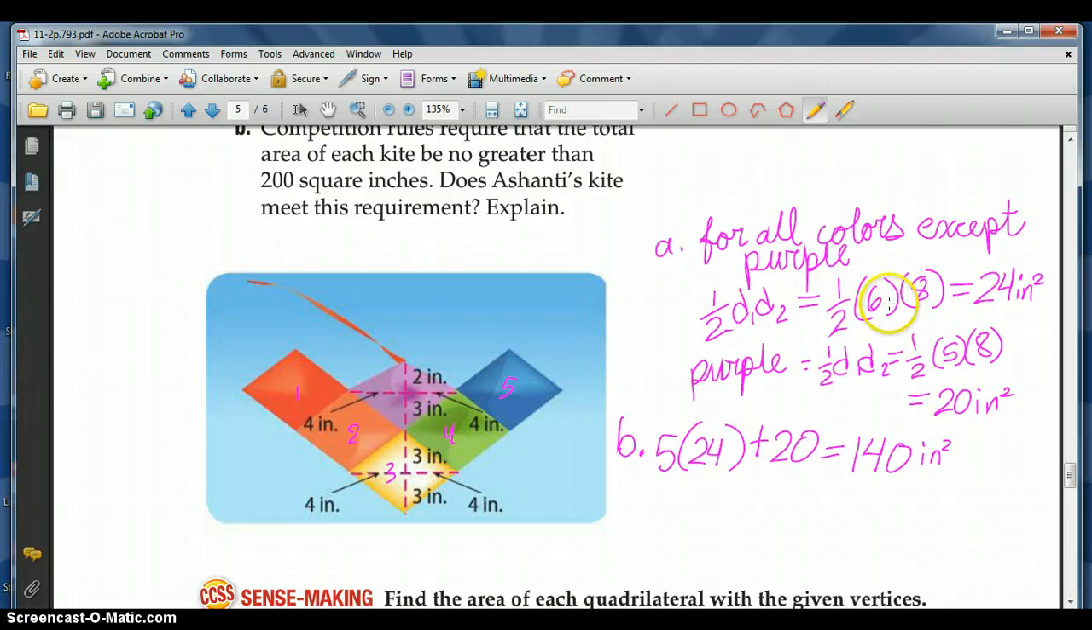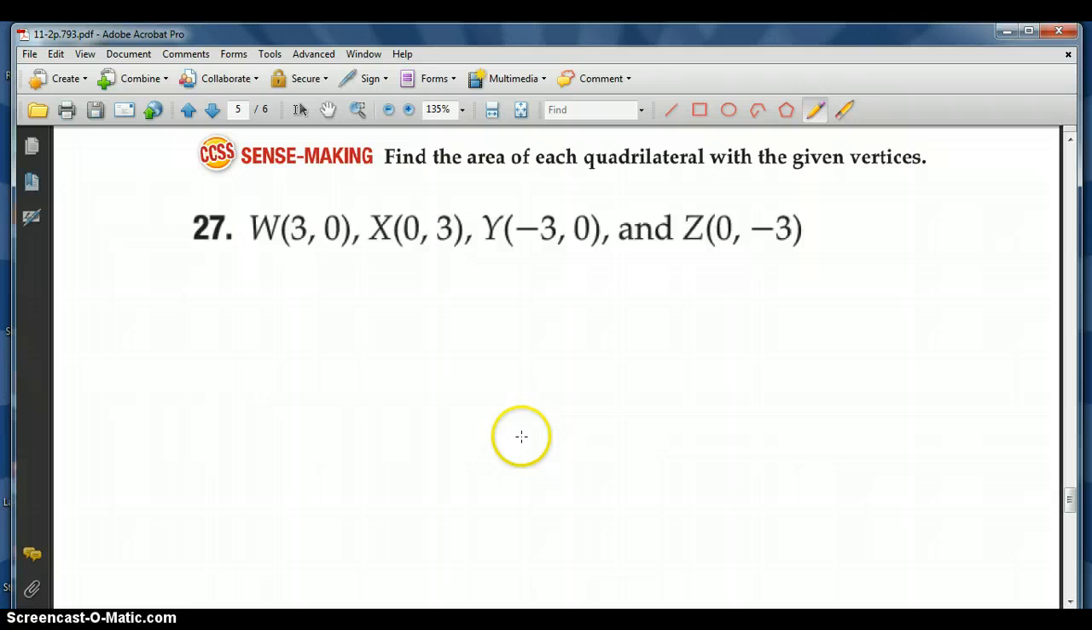So, does Ashanti's kite meet this requirement? Yes, because 140 square inches is less than 200 square inches. Number 27, find the area of each quadrilateral with the given vertices.